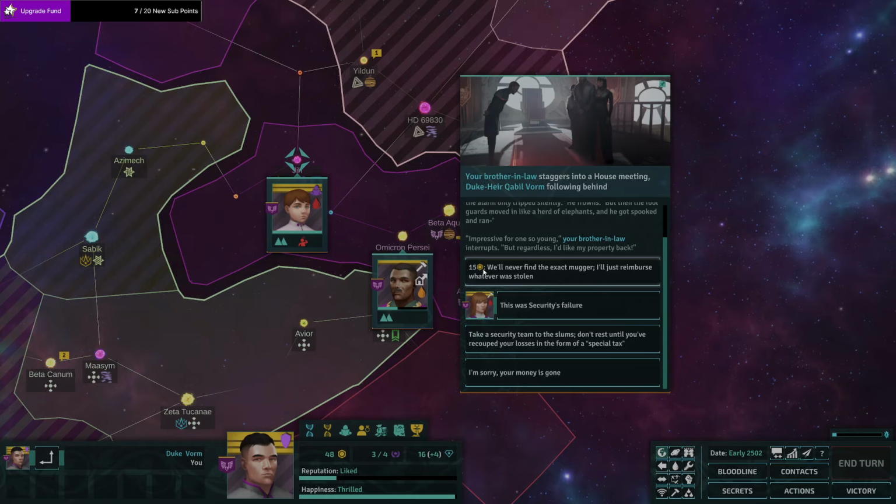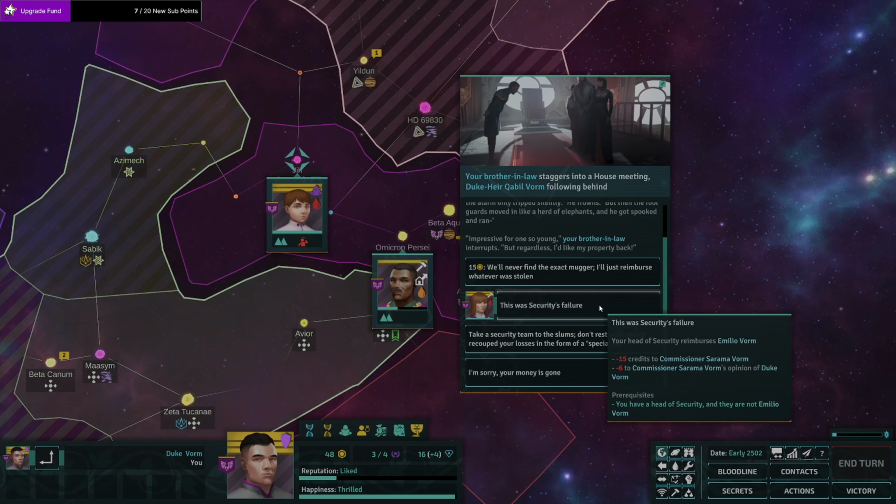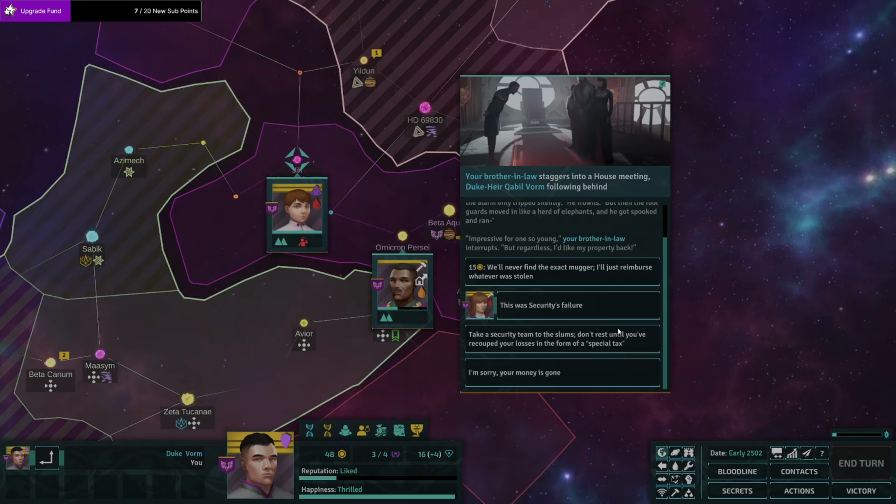So, spend 15 bucks. We'll never find the exact mugger. I'll just reimburse him. His opinion goes up and we lose money. This was security's failure. Minus 15 credits to Commissioner Sarama Vorm, and her opinion of us goes down. Prerequisite: you have a head of security, and they are not Emilio Vorm. Take a security team to the slums and don't rest until you've recouped your losses in the form of a special tax. So his opinion goes up slightly, but we add unrest. Or, sorry, your money's gone. He loses the money and he loses opinion.